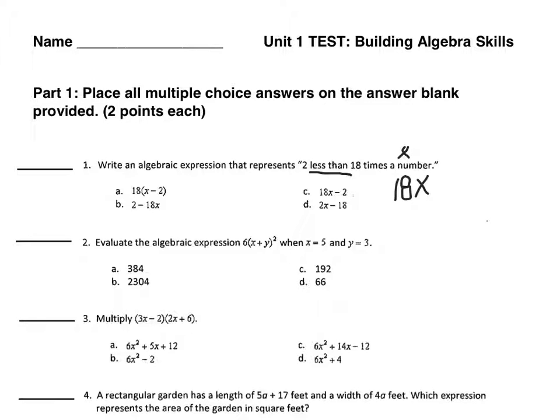If I want to take 2 less than that, that means I have to subtract 2 from it. But if you look at this answer choice, this is what most kids choose who get this problem incorrect. 2 minus 18x. Choice B is not correct because it represents 18 times a number less than 2. The correct answer choice here was choice C, 18x minus 2.